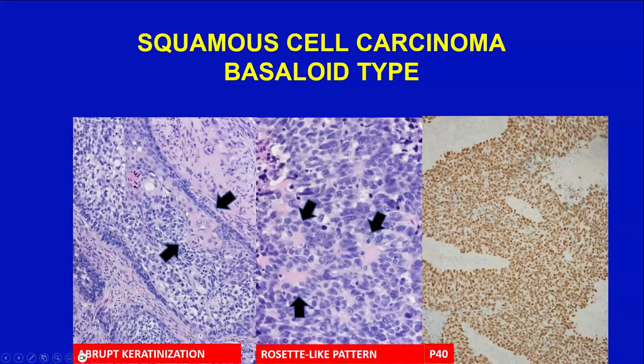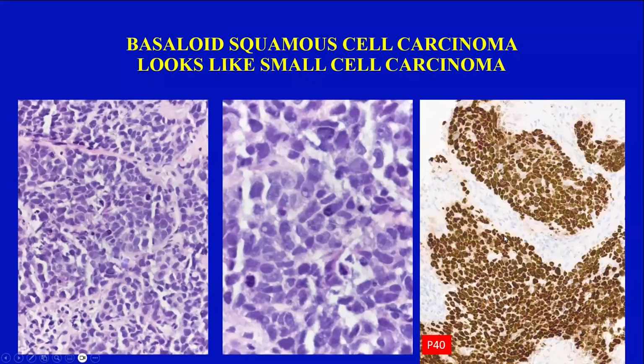So with the basaloid squamous carcinomas, they notoriously have what's called abrupt keratinization. Here is an example of that. And they can also have rosettes. So on an H&E, these could be easily mistaken for large cell neuroendocrine or even small cell carcinoma. But with a P40, it can demonstrate that it's diffusely positive, confirming, in fact, that this is a basaloid squamous carcinoma.